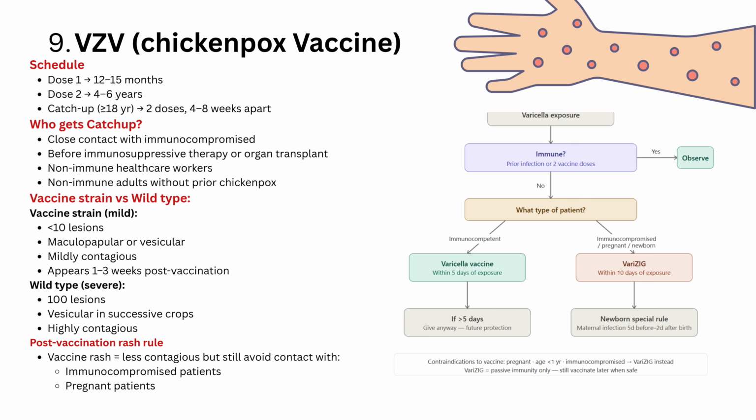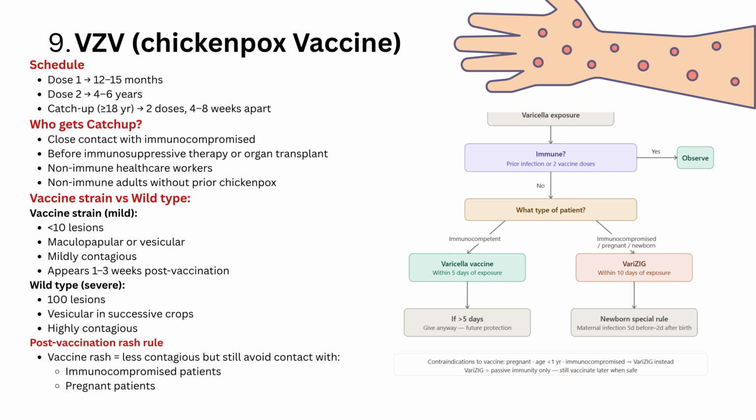It can be maculopapular or vesicular, appears 1 to 3 weeks after vaccination, and is only mildly contagious. Even then, contact with pregnant or immunocompromised individuals should be avoided. In contrast, wild-type varicella infection is much more severe. It causes 100 or more vesicular lesions that appear in successive crops, and it is highly contagious.